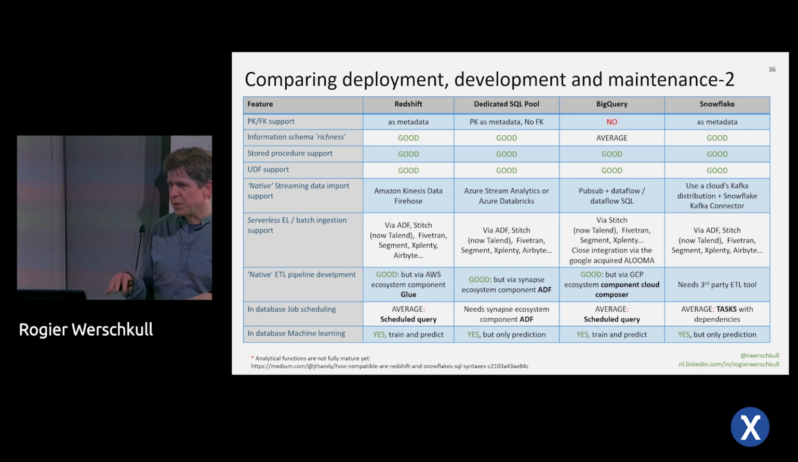Another thing: I want to do something with machine learning, for instance. I want to keep it really simple. Redshift and BigQuery support in-database machine learning training and prediction. If that is very important for your use cases, then these two basically go out of the window. Okay, they can predict, but they cannot train. Depends on what you want, right?